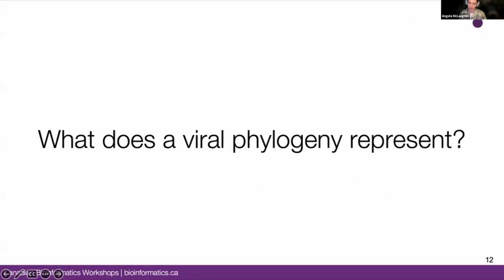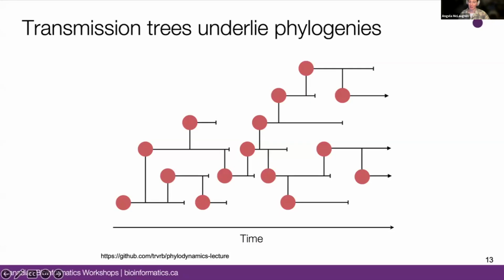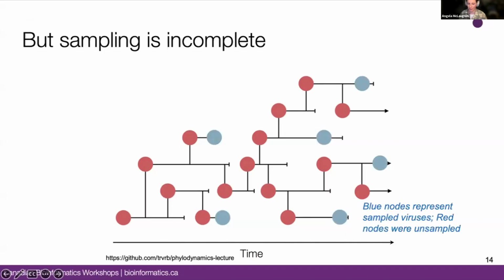Okay, but one must consider, what does this viral phylogeny, which was partially sampled from an epidemic, actually represent? And I apologize that these slides are familiar from Finley's presentation yesterday, but it is an important point. So transmission trees, pardon me, underlie phylogenies. So this is a depiction of a transmission tree through time, left to right. And sampling is incomplete. This would be actually a relatively optimistic sampling. A lot of the time, sampling can be under 10%.